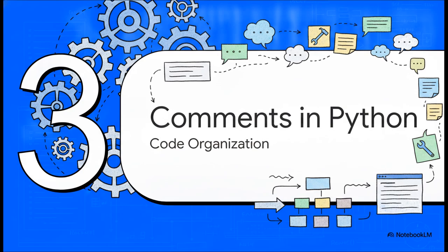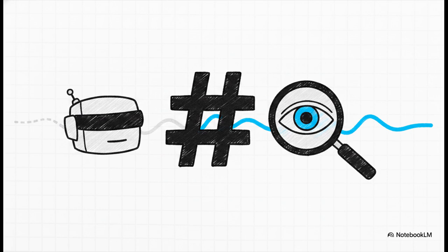All right, part three, comments in Python. Look, when you're knee-deep in writing a script, you absolutely need a way to leave notes for yourself or whoever else might look at your code later. It's super simple. You just use the hash or pound symbol to write notes directly inside your code. Python completely ignores these green lines when it runs the program. They are strictly there for you.